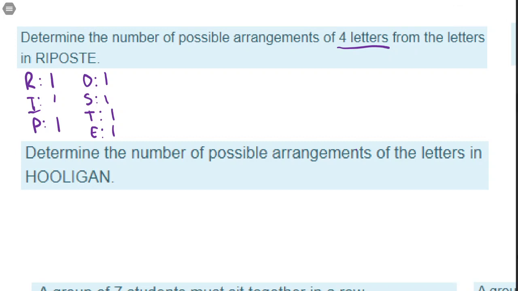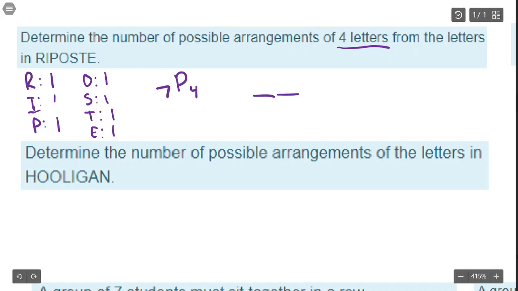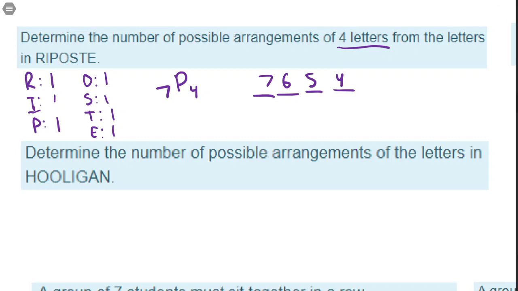I've seen many students, and myself included, who make the mistake of not noticing when there's repeated letters. So it's worth taking the time to just make sure that there's no repeated letters. In this case, there are not. Which means that there are 7 letters total, and we are trying to arrange 4 of them, which is the permute button on your calculator, which is the same as doing 7 times 6 times 5 times 4. But 7P4 is a lot quicker.